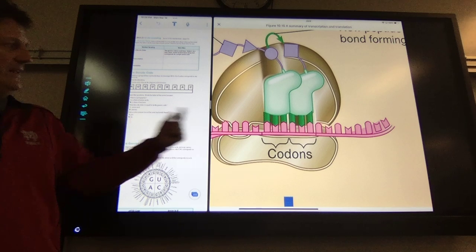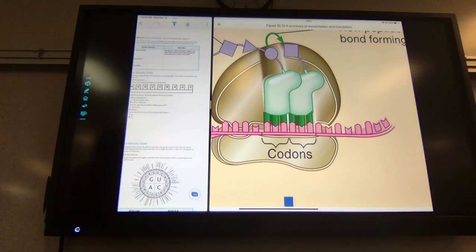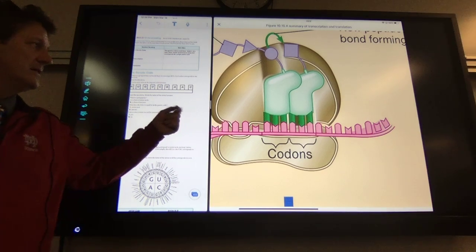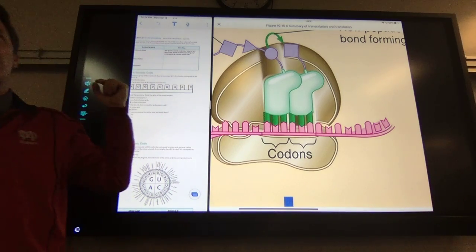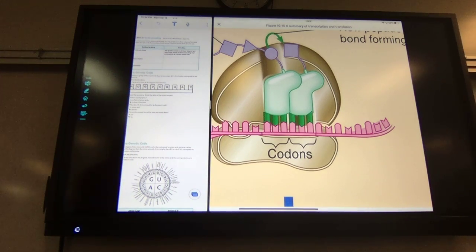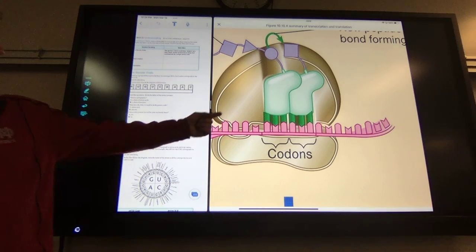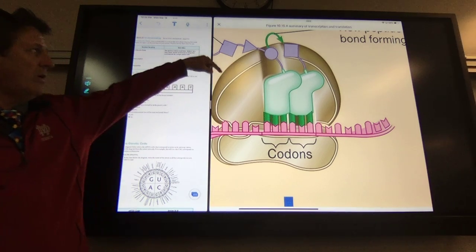But in this picture, there's 3 types of RNA, isn't there? And in your notes the other day, you sketched it. Messenger RNA, transfer RNA, and the ribosome itself is RNA. So this is mRNA, this is tRNA, and this is rRNA.